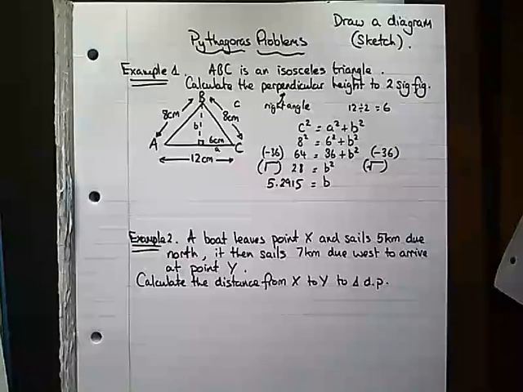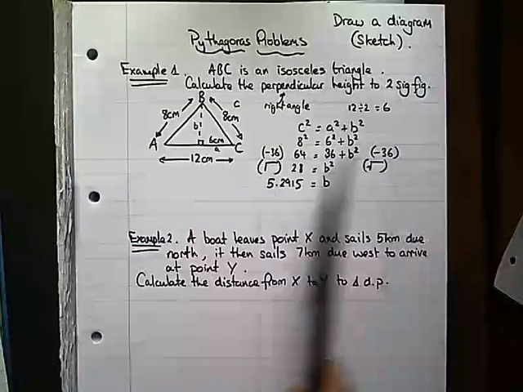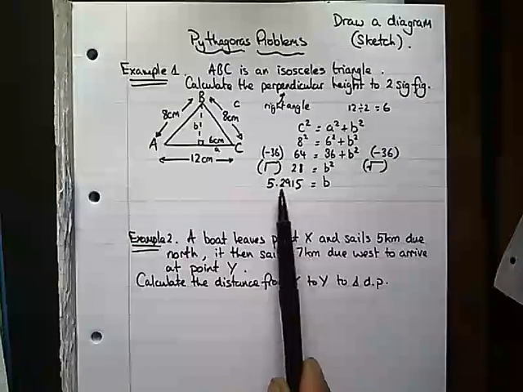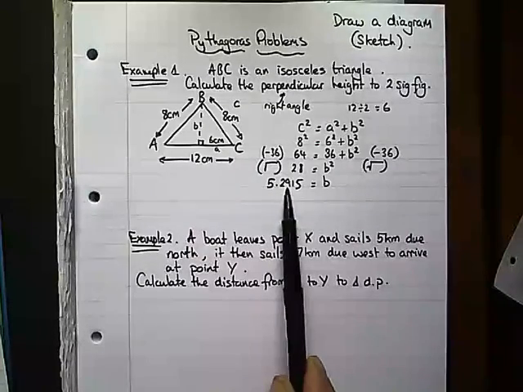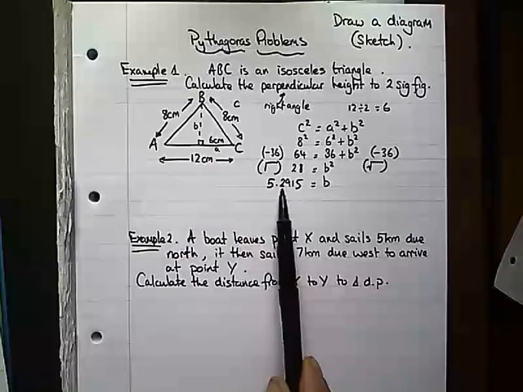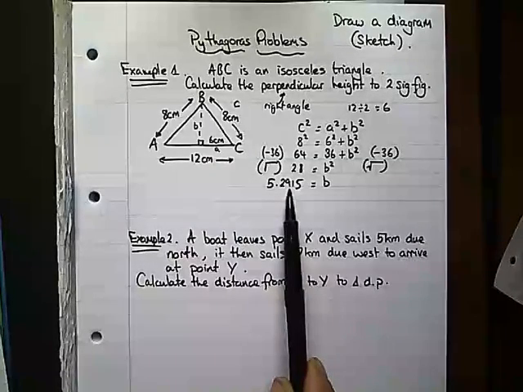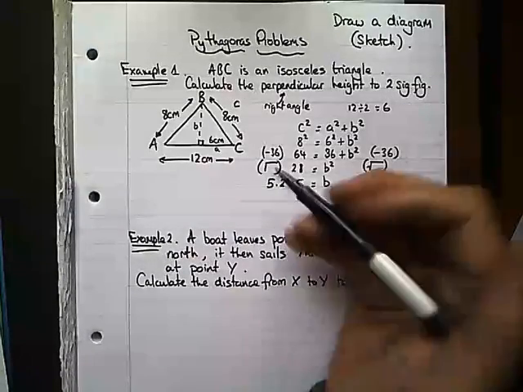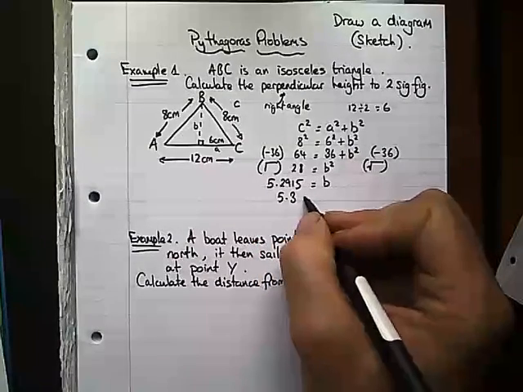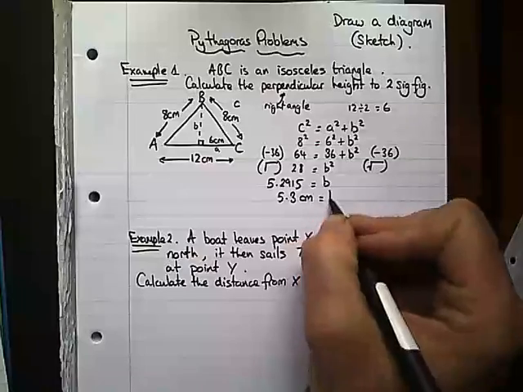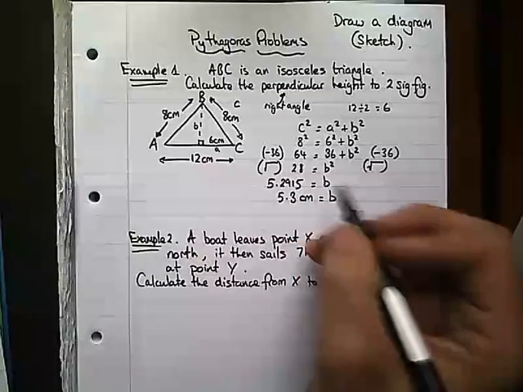The question is to two significant figures. So the 5 is the first one, the 2 is the second one. So I'm going to chop it off at the 2, but the 9 tells me to round it up or to leave it alone. And because it's a 9, I round it up to 5.3. And that's centimeters. And that's the perpendicular height.